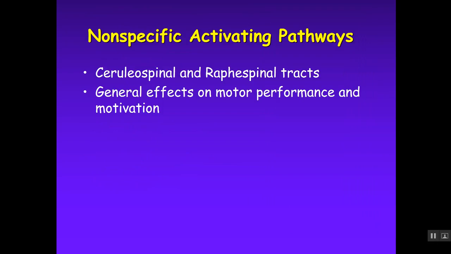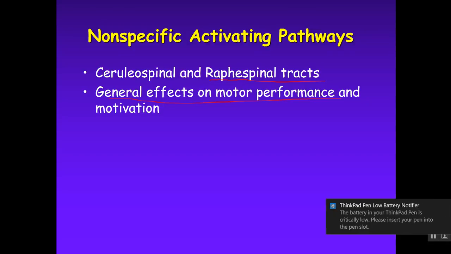Then we have non-specific activating pathways. All you need to know about these is there are a couple of them. It's the cerebrospinal tract. We talked about a cerebrospinal tract for pain inhibition, but there's also a cerebrospinal tract for modulating motor output. These are descending brainstem pathways, and also a raphespinal tract from the raphe nuclei, which are also in the reticular formation of the brainstem, down in the medulla. These have general effects on motor performance and motivation.